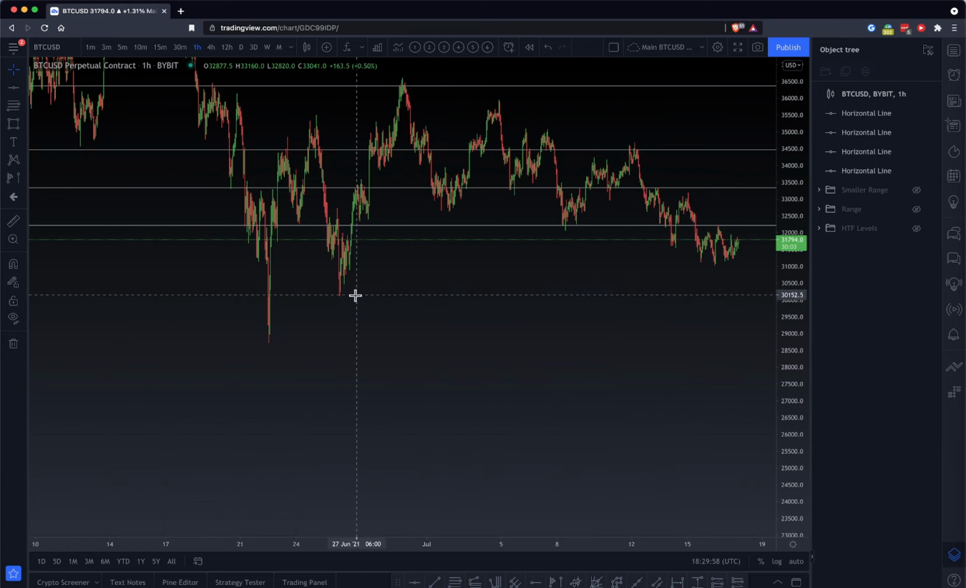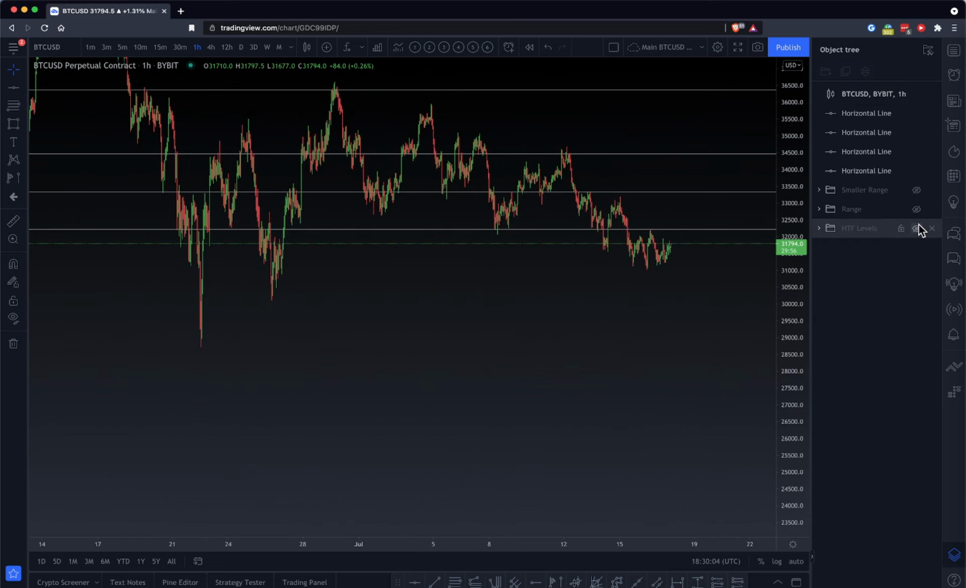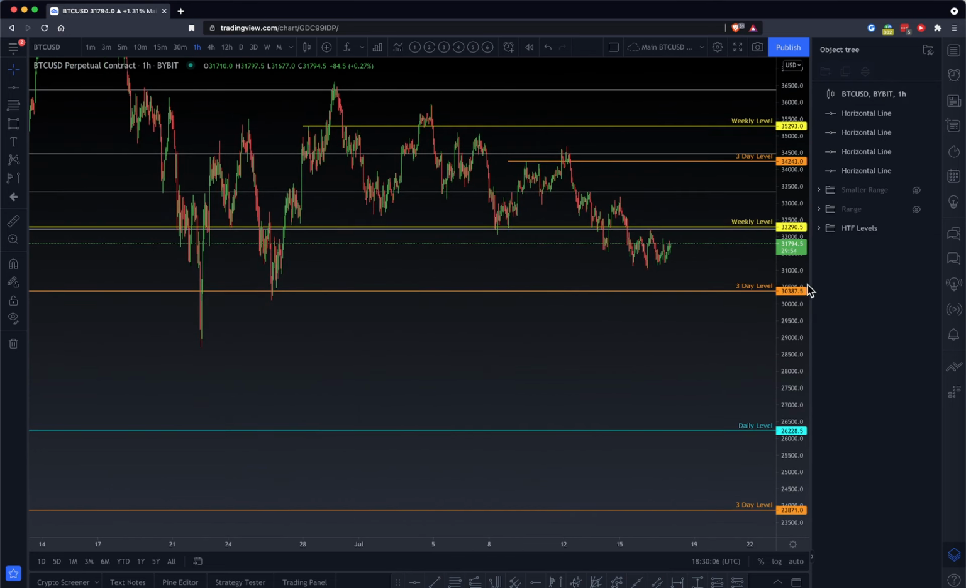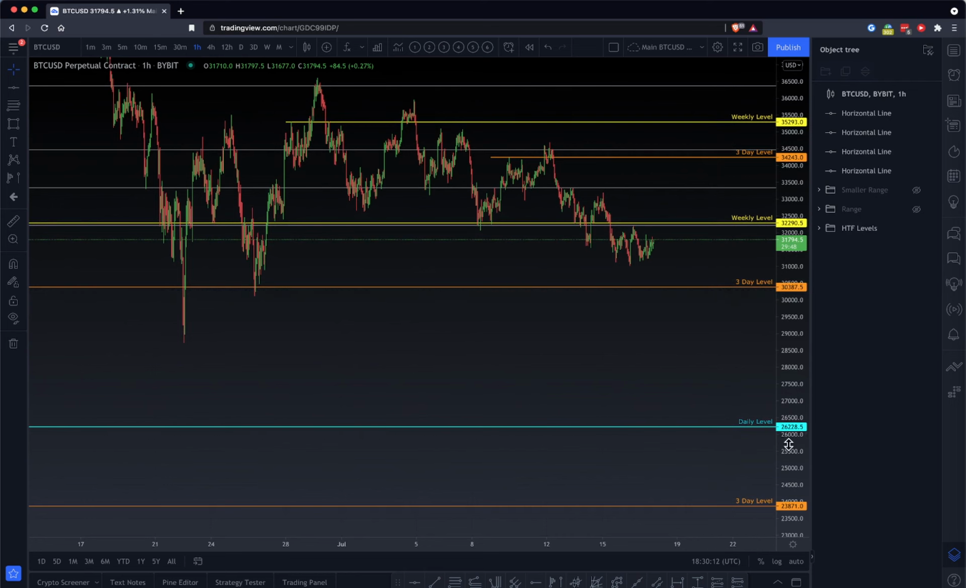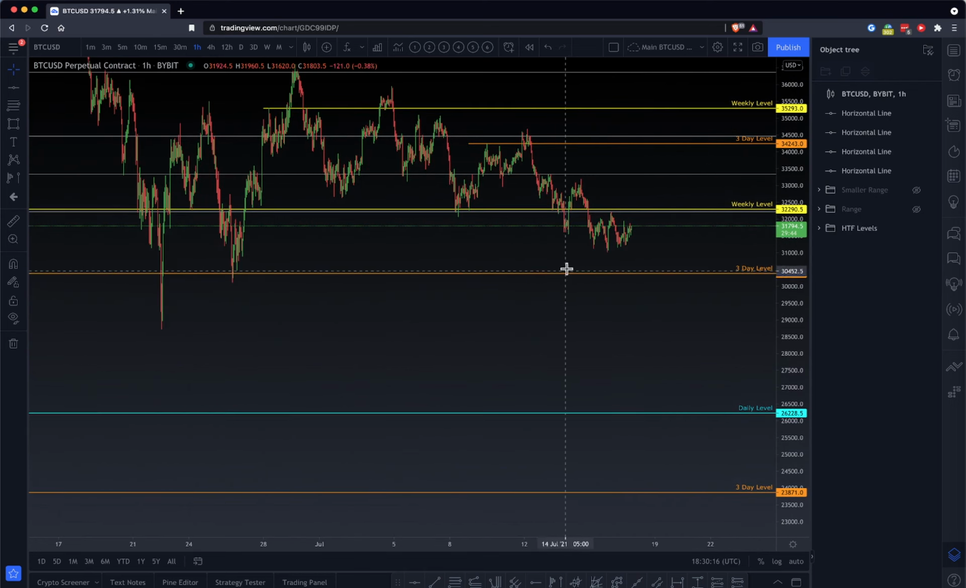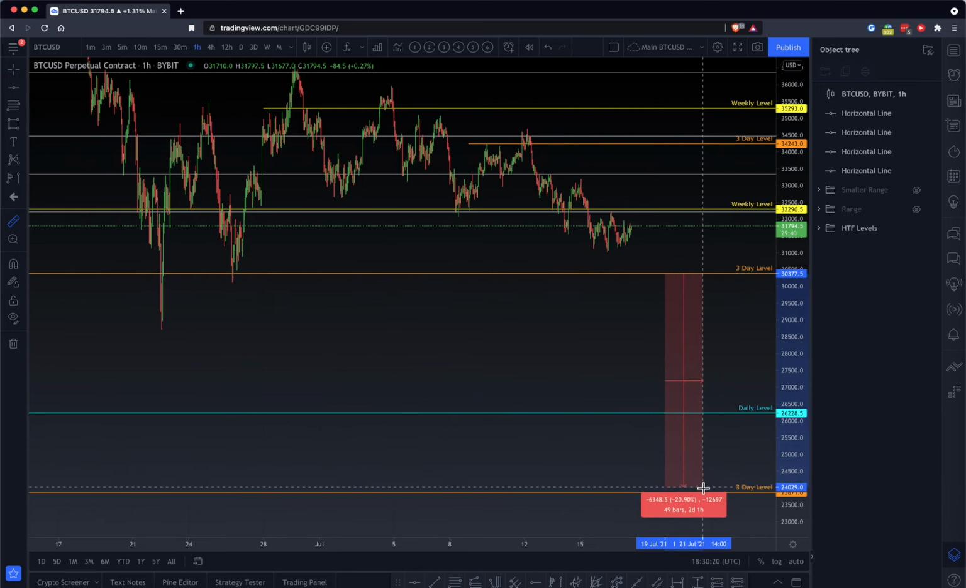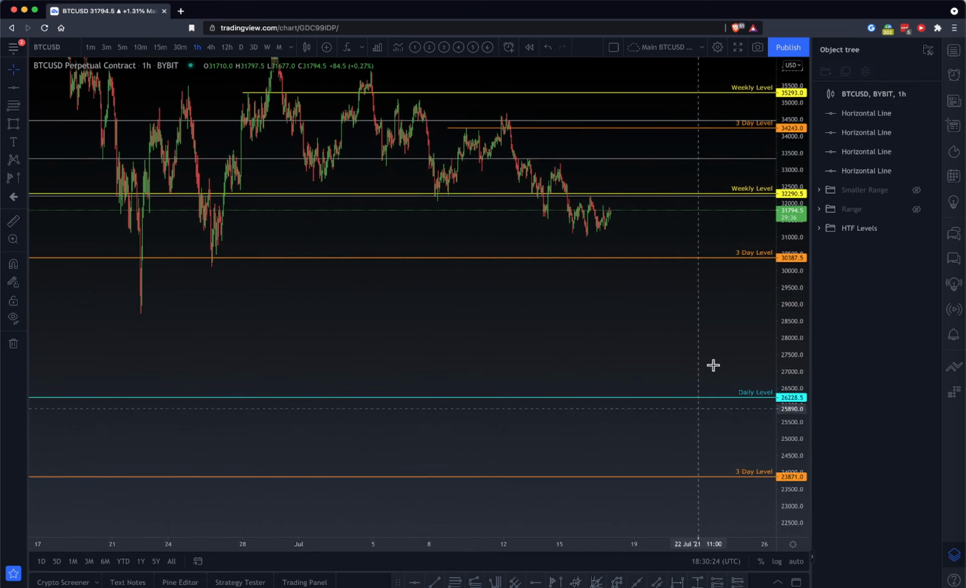So what else can you expect? You can expect this one to act as support. But you have to wait and see. Let's see if you have any daily levels. Yes, you have a strong 3-day level. So if you lose this level, the next ones are 26k and 23k. So yeah, if you lose this level, then maybe we lose this range. You can see maybe a 20% drop.